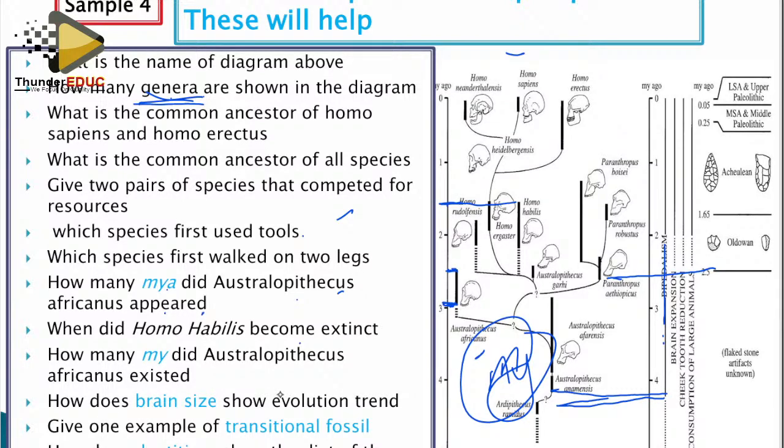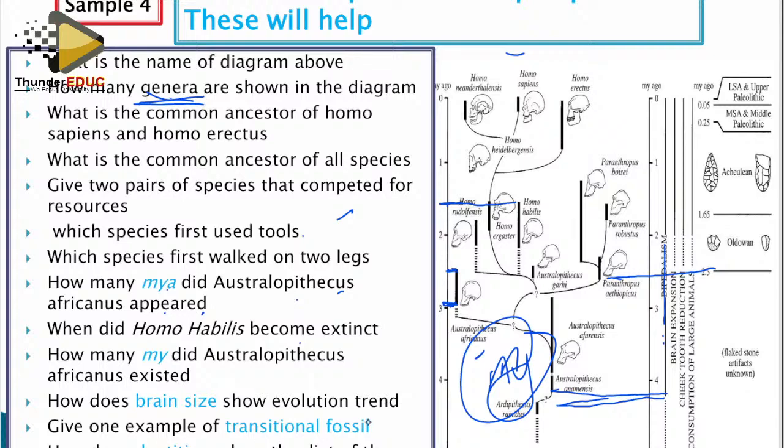How does brain size show an evolutionary relationship or trend? We say that the bigger the cranium, the more brain cells, the higher the intelligence. Meaning that these organisms will use advanced tools. Remember, we said that the more you modify the tools, the more advanced they become. As the brain becomes bigger, the tools become more sophisticated, meaning that these tools require thought. You require thinking to make them.